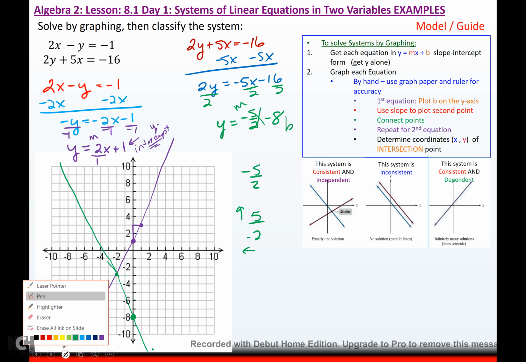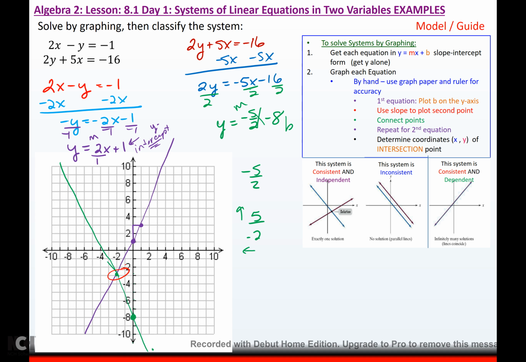And now we can get the solution is right there. So let's see, that would be at negative 2, negative 3. Those would be the coordinates. So my solution is negative 2, negative 3.